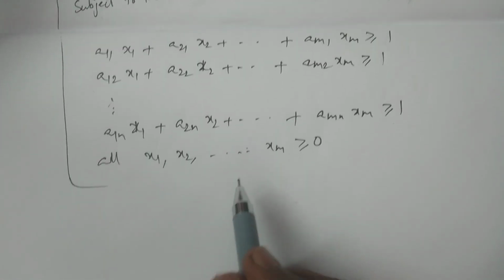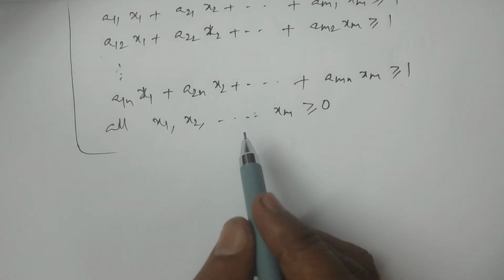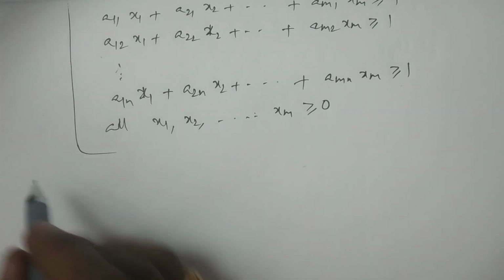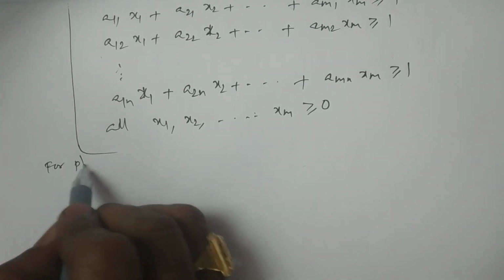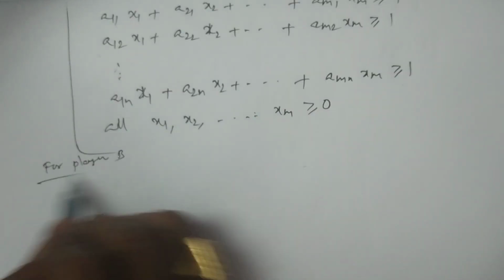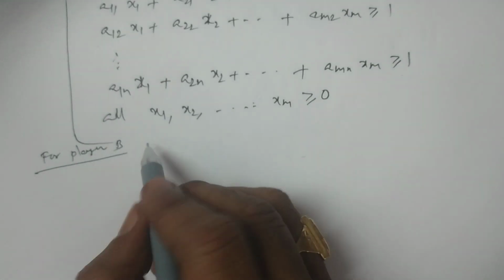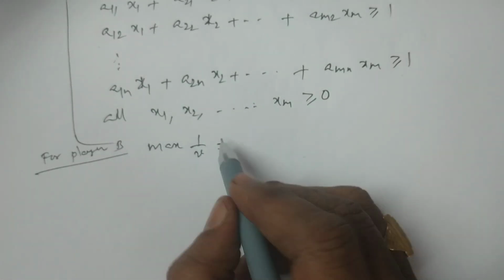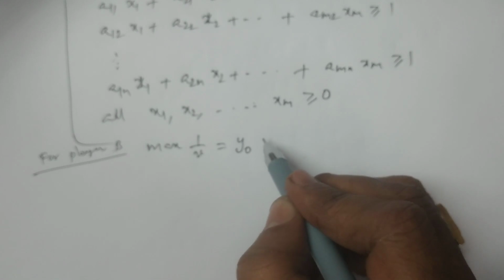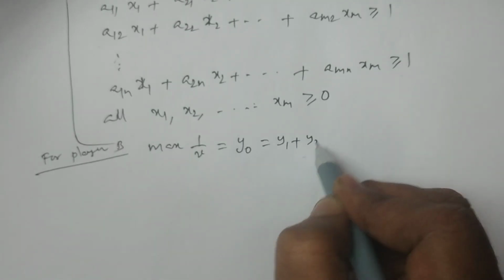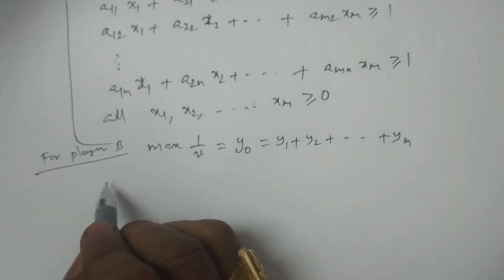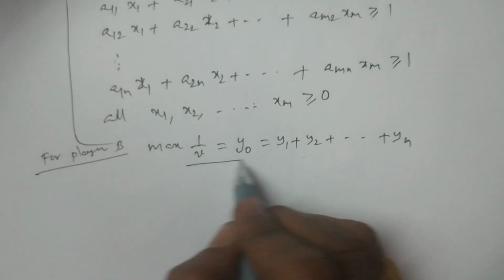Similarly, for player B. What is it for player B? For player B, it is maximizing 1 by mu. Just by seeing this, we can write. I am considering y0 is equivalent to y1 plus y2 plus and so on plus yn, where y0 is equal to 1 by mu.